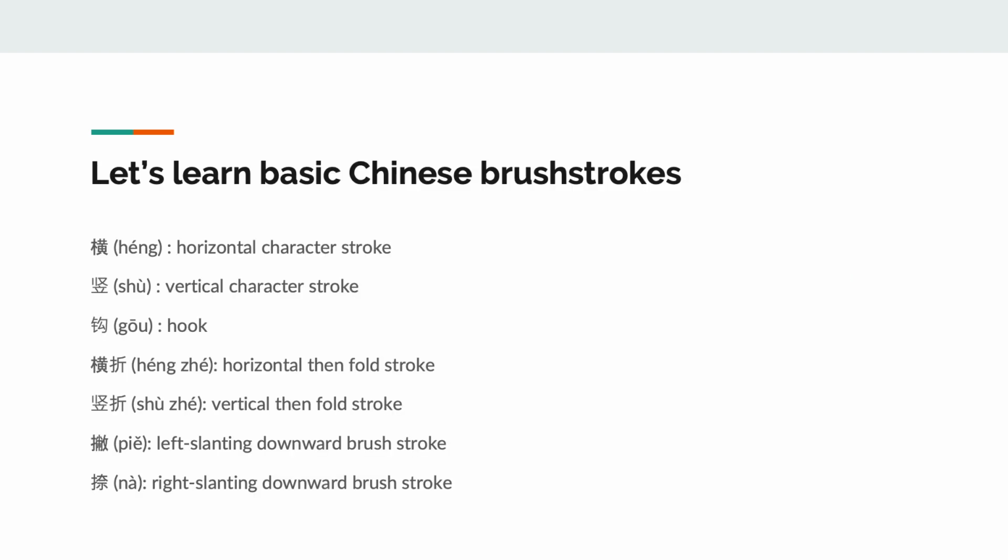Now let's learn basic Chinese brushstrokes. Heng means horizontal character stroke. Shu means vertical character stroke. Gou means hook. Heng zhe means horizontal then fold stroke. Shu zhe means vertical then fold stroke. Pie means left slanting downward brushstroke. Na means right slanting downward brushstroke.